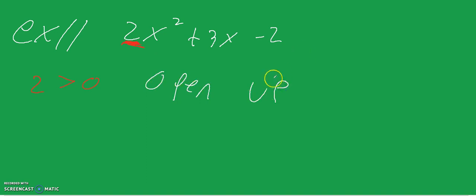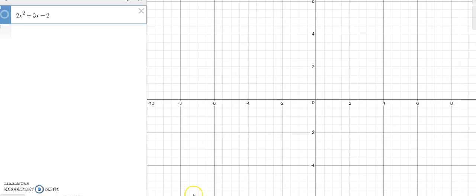Now, to make this nice and pretty, I went to desmos.com, that's DESMOS.com. I typed in my equation over here, and I'm going to click this button. It's going to open the graph. And now you can see what I mean by opening up is that it opens upwards. The bowl is facing up. I guess that's one way you can think about it.